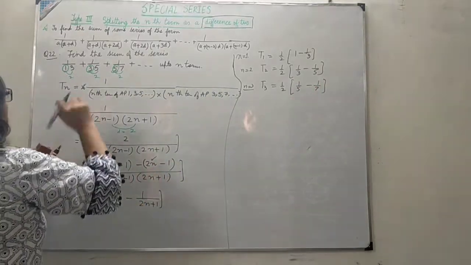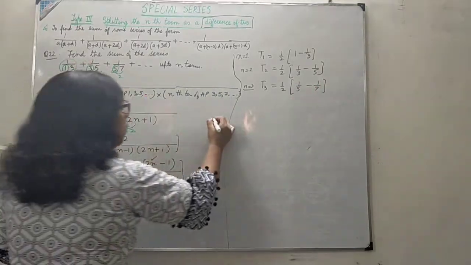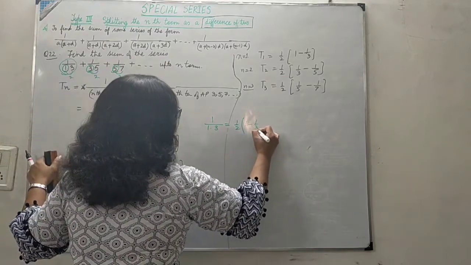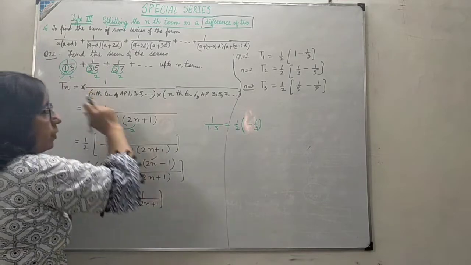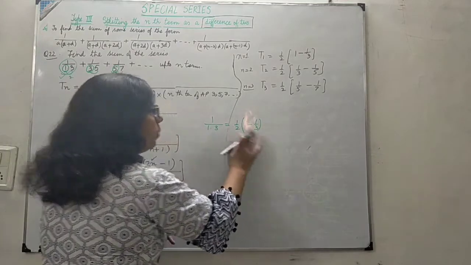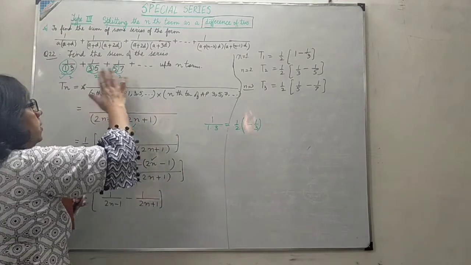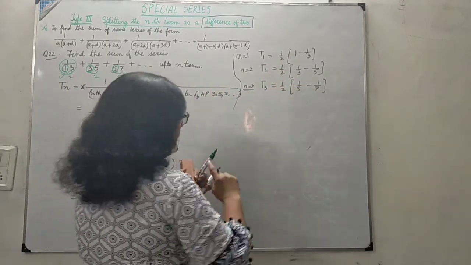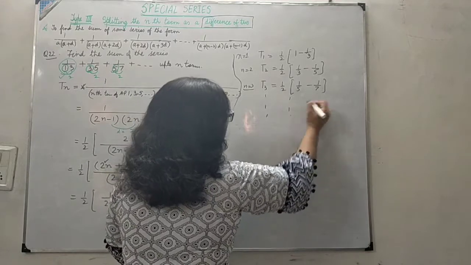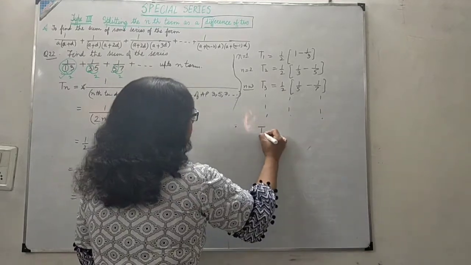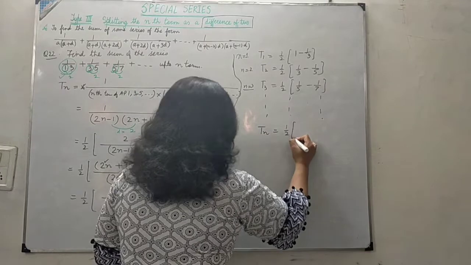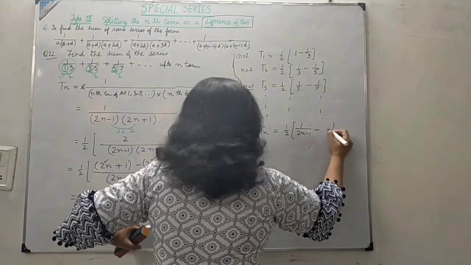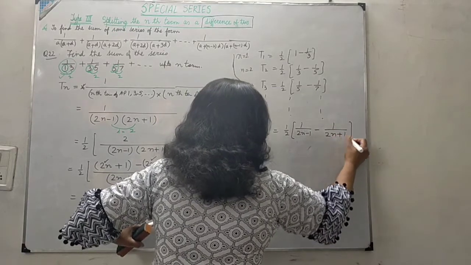That means actually we are writing this 1 upon 1 into 3 as half into 1 minus 1 by 3. This first term, when the difference is 2, we can write it this way and you can check it. The same way the next terms we are all writing this way, and so on it will go on for all the terms. The last term Tn will become half into 1 by 2n minus 1 minus 1 by 2n plus 1.